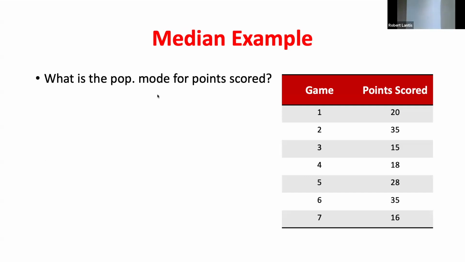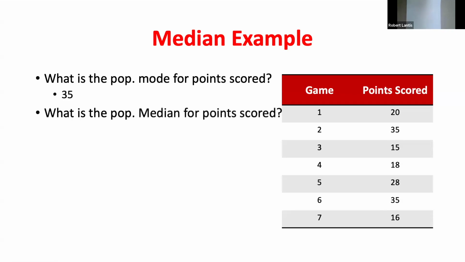So what does this look like, right? If I've got population data and I've got this points scored data set, what would the mode be? Well, I'm going to go through what happens the most. The only value here that happens more than once is 35. So that's going to be our mode, right?